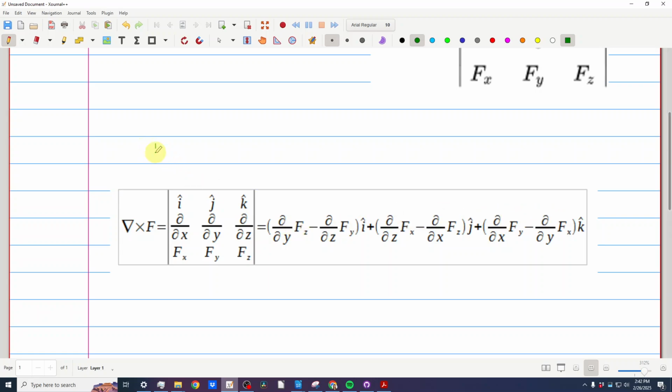And just as a reminder, a vector force is going to have some x component of the force in the i-hat direction, plus some y component of the force in the j-hat direction, and some z component of the force in the k-hat direction. So when we plug in those force components and then we take the derivatives, if that curl is equal to 0, then it's a conservative force.